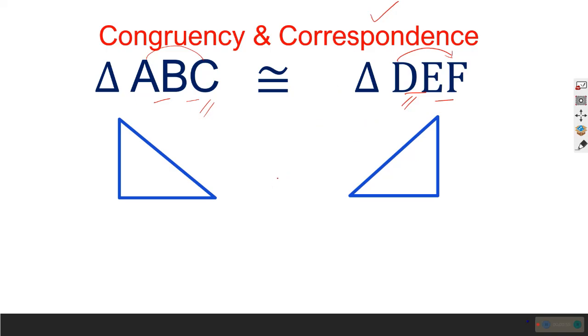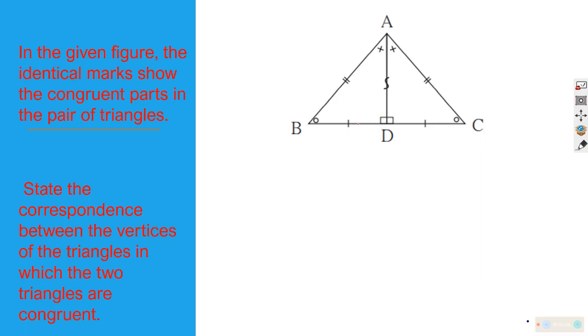That means the vertex A must correspond with D, and in the same way B with E, C with F. Else, if the correspondence is not correct, then the congruent triangle naming will become a big mistake. So my dear students, congruence and correspondence of two triangles go together. For example, in this case, if you name the triangle ABD, then you should name the other triangle as triangle ACD, no other way left.